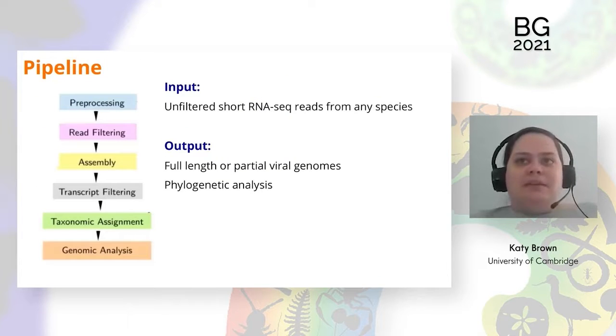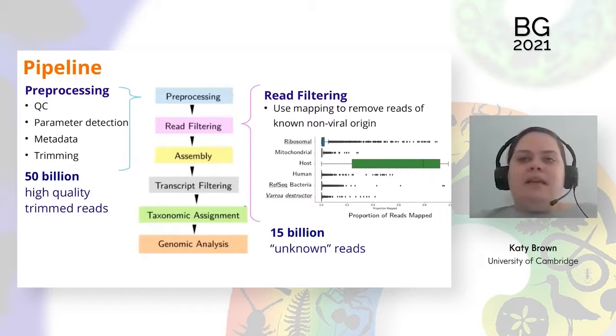I'm just going to run very quickly through my pipeline. The input to my pipeline is unfiltered short RNA-seq reads from many species, and the output is either full length or partial viral genomes, and also some phylogenetic analysis, giving some idea of what the viruses in there might be. There are 6 main steps. I'm just going to talk briefly about each.